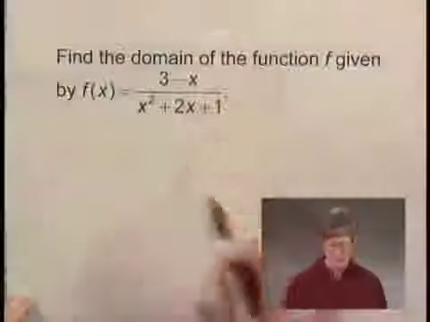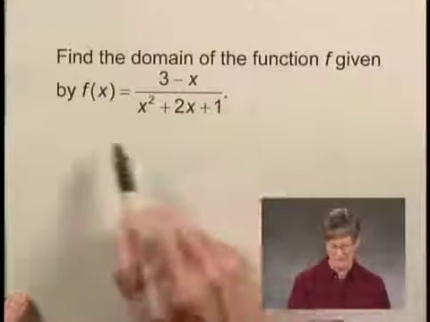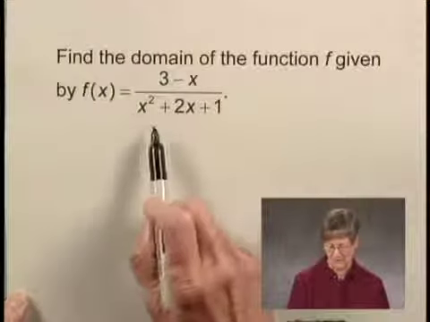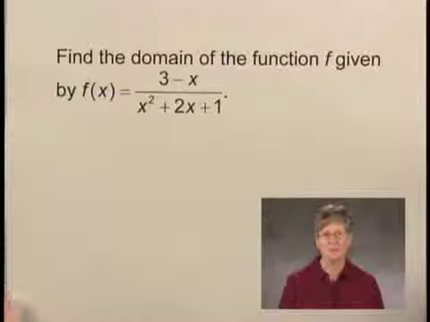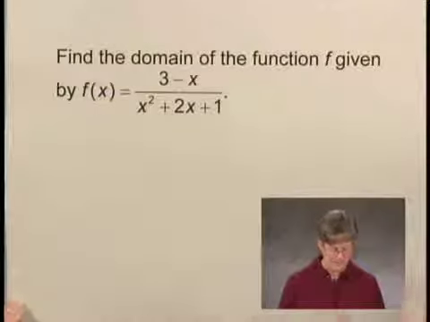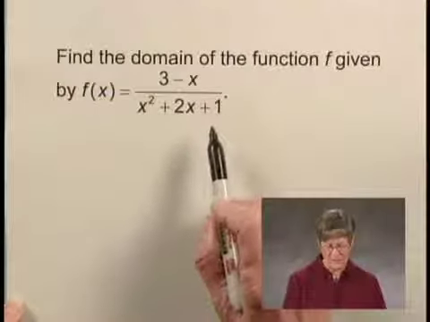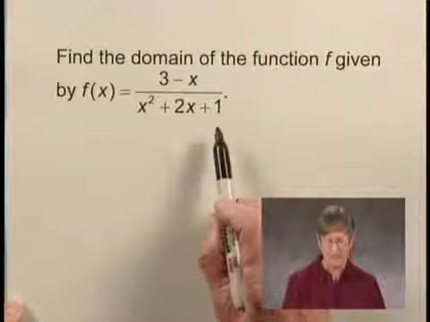In this exercise, we'll find the domain of a function. We will find the domain of the function f given by f of x equals (3 minus x) over (x squared plus 2x plus 1). Now, values of this function cannot be calculated when the denominator is 0.